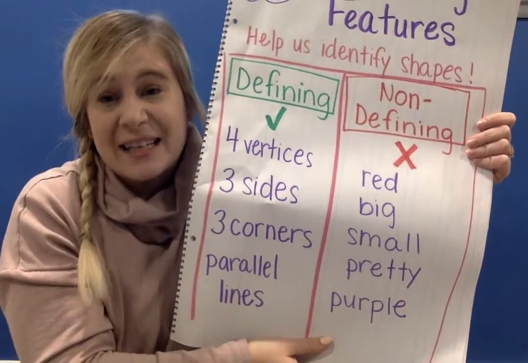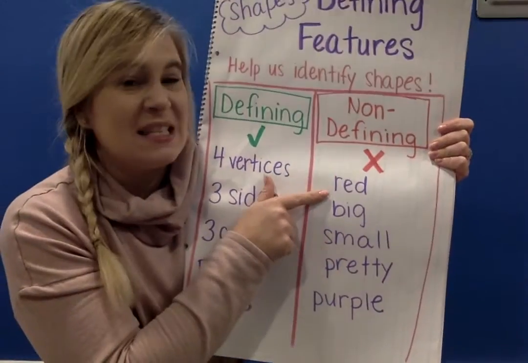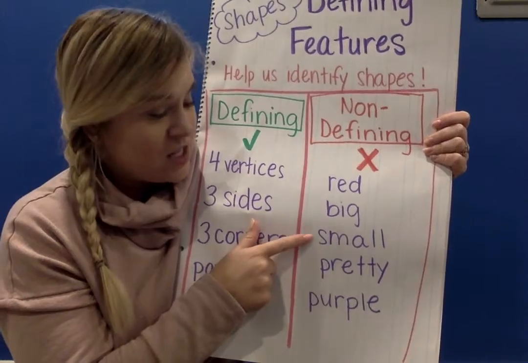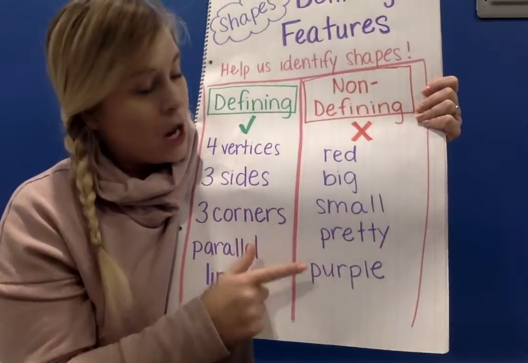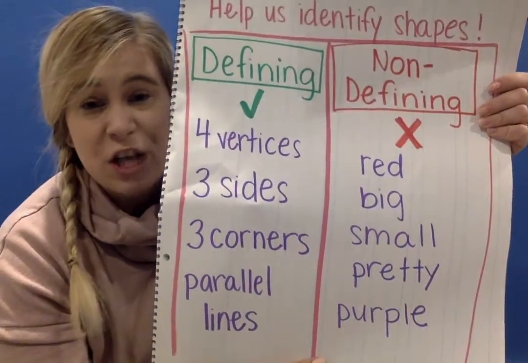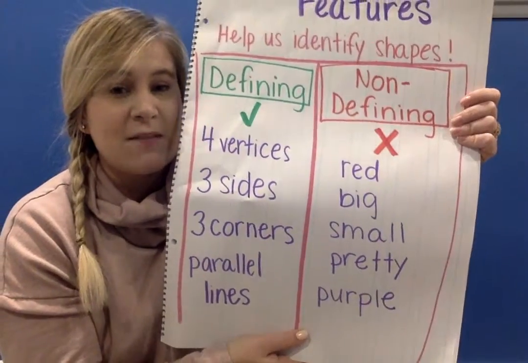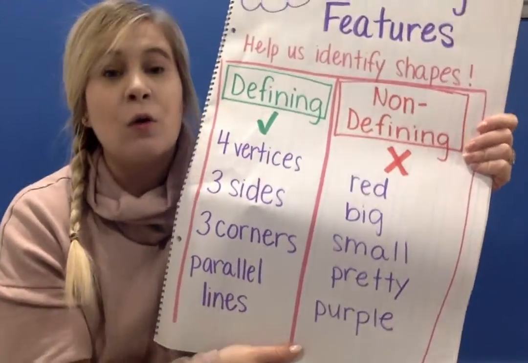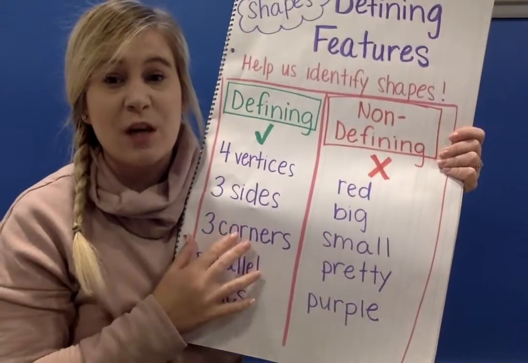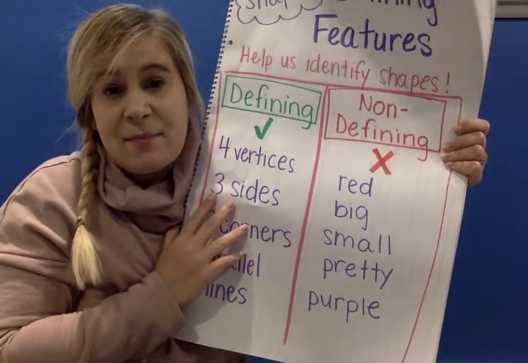Some non-defining features, like stuff about a shape that you might see but won't help someone know what kind of shape it is, would be saying that it's red or big, small, pretty, purple. That could tell you about a particular shape, but it's not going to help you identify that it is a square or a triangle, because these defining features are things we know about shapes that make them that shape.